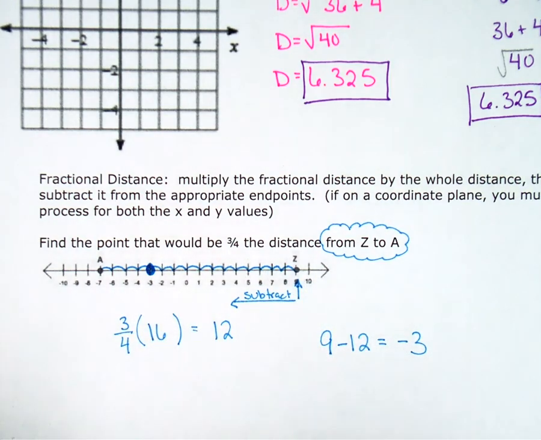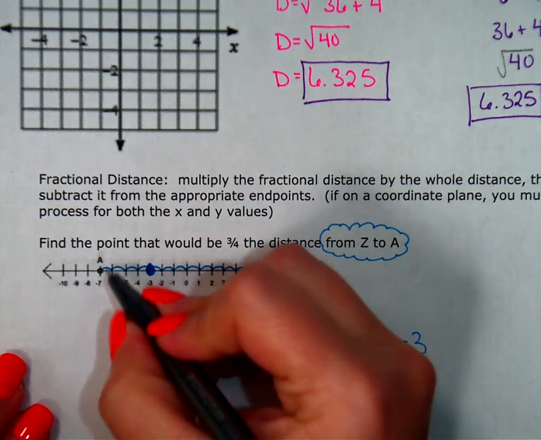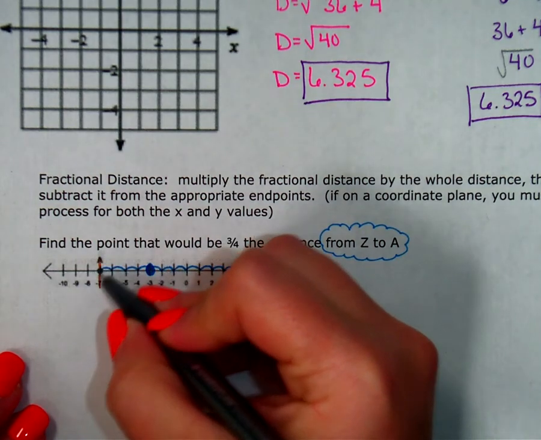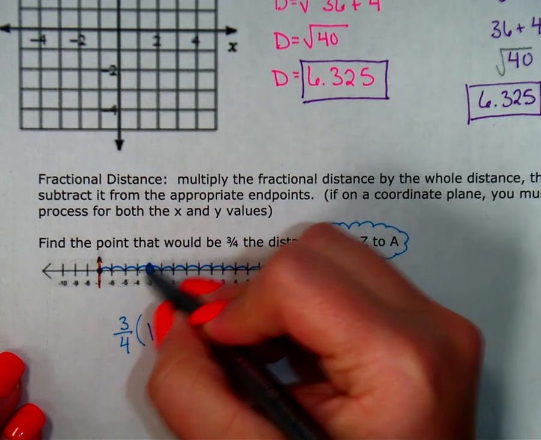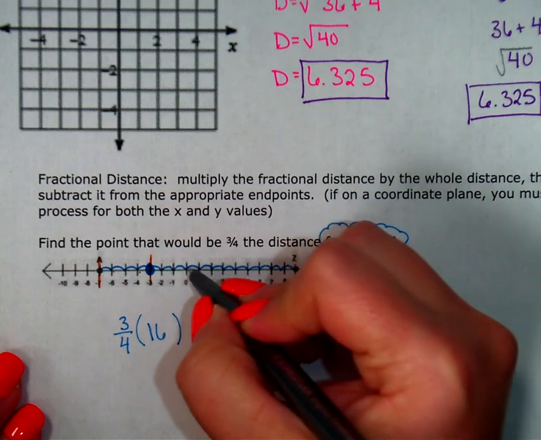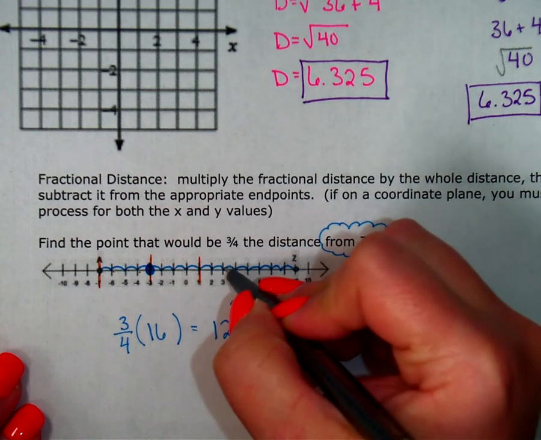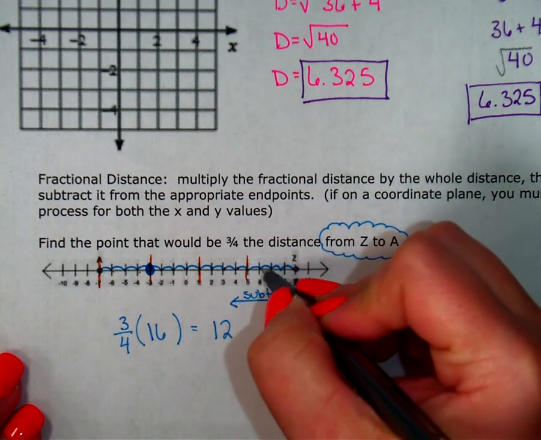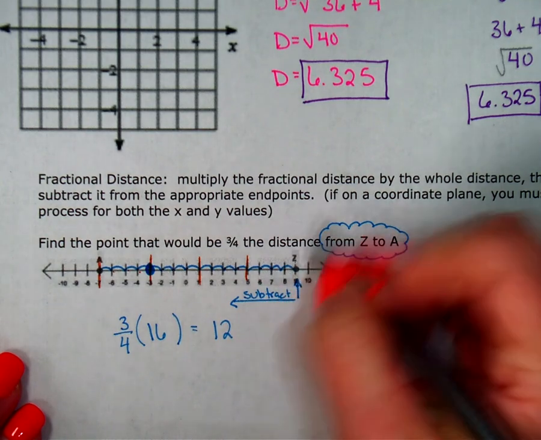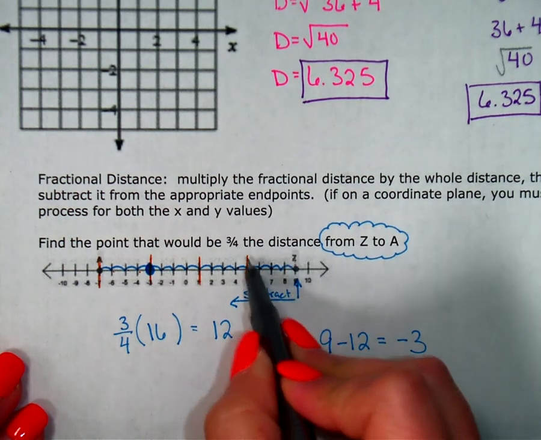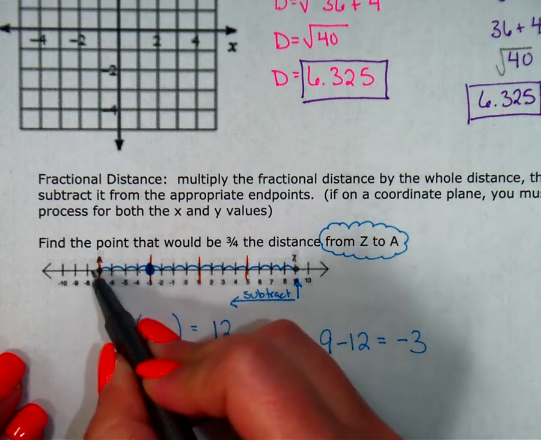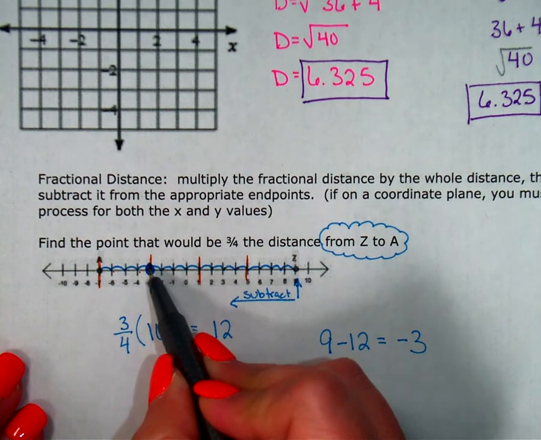Okay, and we can kind of see that because if I know the whole thing is 16 units, if I divide it into 4 equal parts, each part would have 4 pieces, right? So I would divide it here, 1, 2, 3, 4, 1, 2, 3, 4, 1, 2, 3, 4, 1, 2, 3, 4. And then that's 1/4, 2/4, 3/4, 4/4, right? So 3/4 puts us right here at this -3.